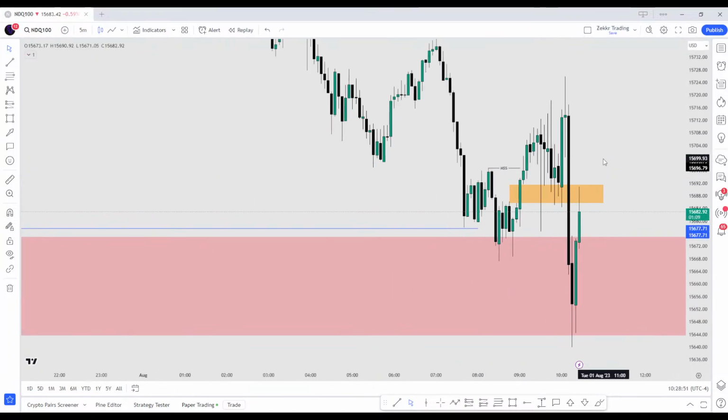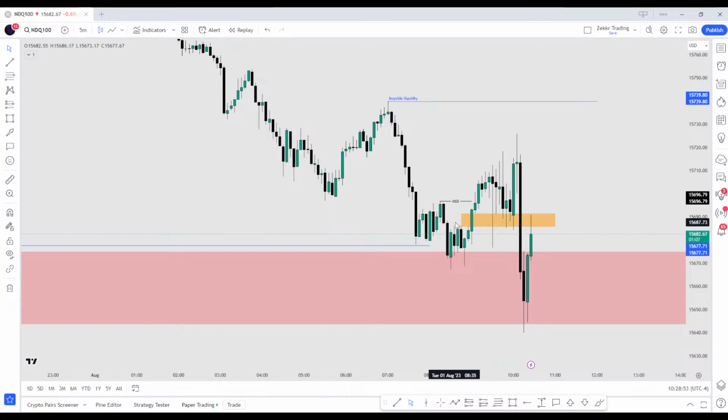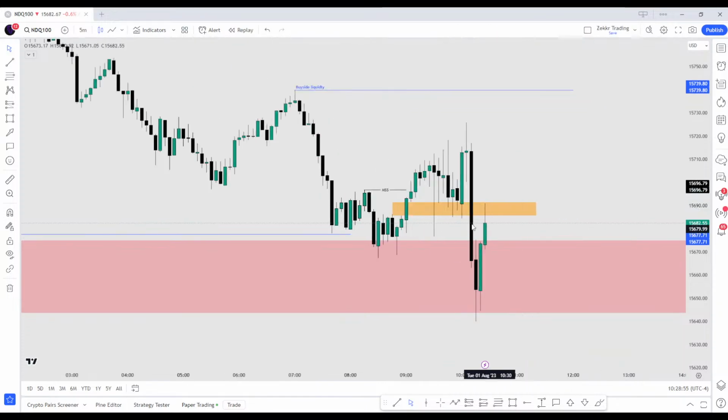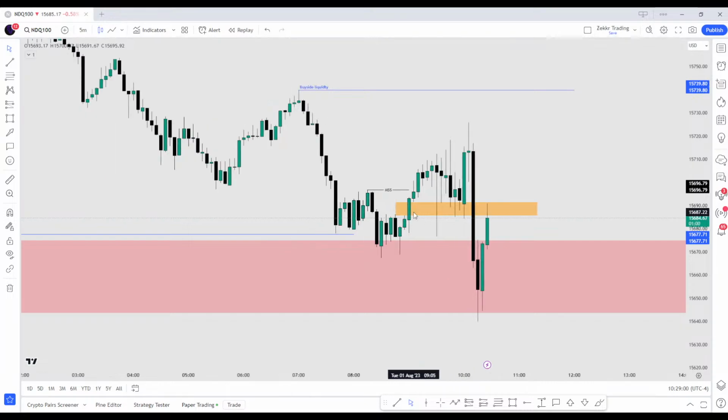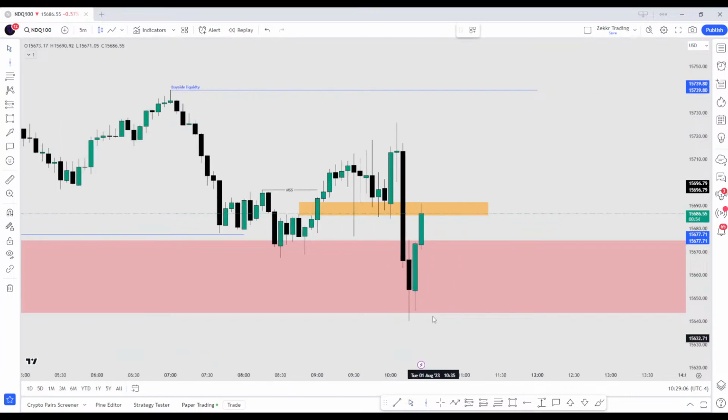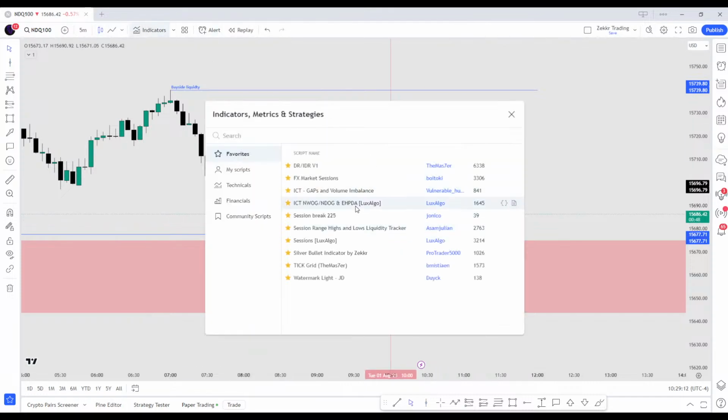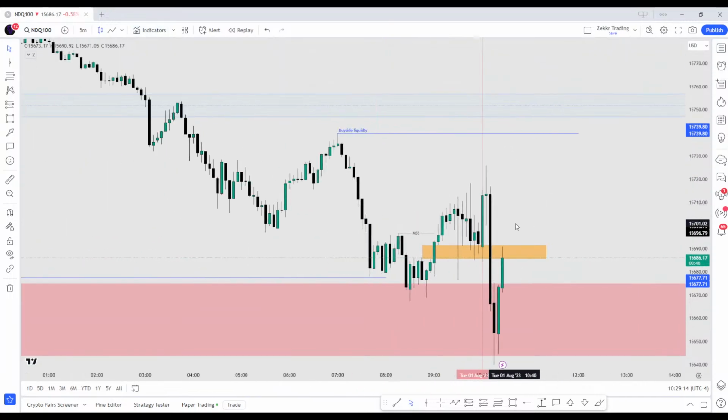Nasdaq, I have a balanced price range right here. We are rejecting from it. So wait, there I'm going short on Nas. Okay, nice. Well, we are in the silver bullet hour, which is really nice. But if we take a look at New York opening gaps, it's still higher.